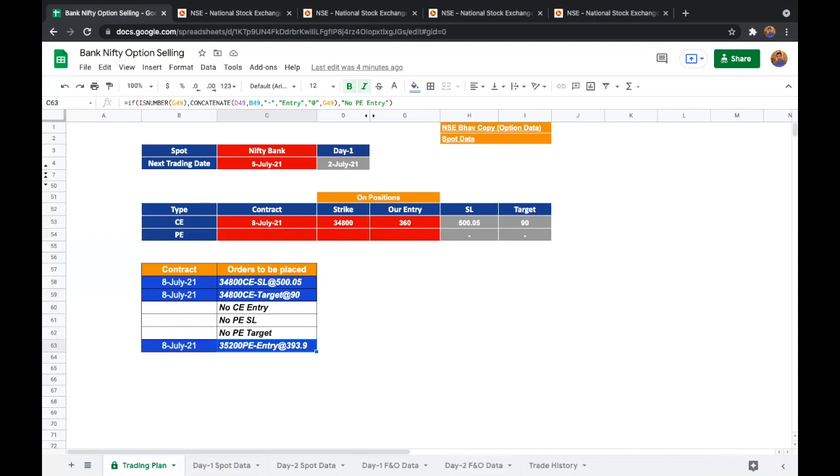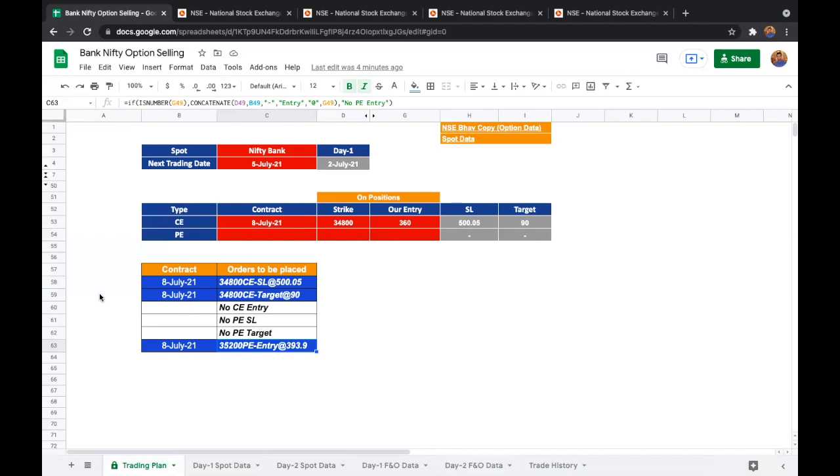Then if there is an entry miss, an entry miss means that the low made for that particular option strike at 9:25 a.m. is less than the entry price. Even in that case, we'll wait for 5 more minutes and calculate a new entry basis the new strike price that is there, right? So this is how the orders are to be placed every day in the morning for Bank Nifty option selling.